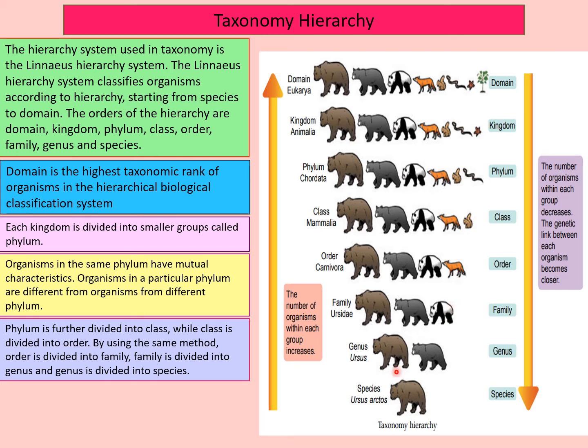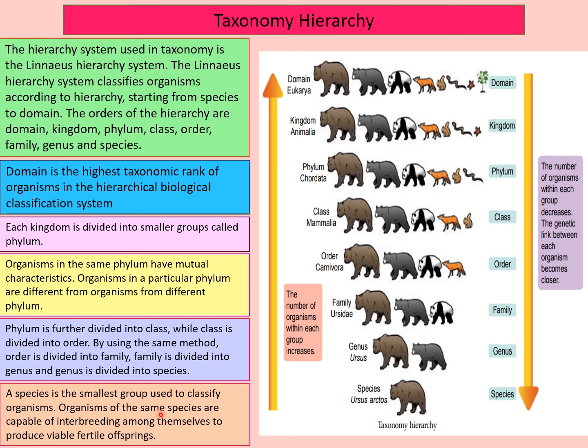Then we move to the group genus. The genus is Ursus. Ursus consists of the brown bear and the black bear. So this panda bear has to move out. Then more specific is Ursus arctos, the brown bear found in America only. This is the species, the smallest group.